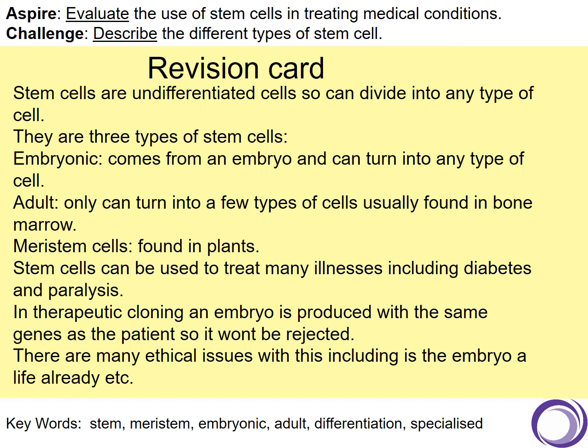So in therapeutic cloning, an embryo is produced with the same genes, and the benefit of that is then it's not rejected by the patient. So think about, if you need a heart transplant, you might reject the heart that you get from another person. It has different, what we call antigens on, so then your body fights it because it sees it as a foreign cell. But this one wouldn't be a foreign cell. It would have your antigens on, so you wouldn't actually fight it.